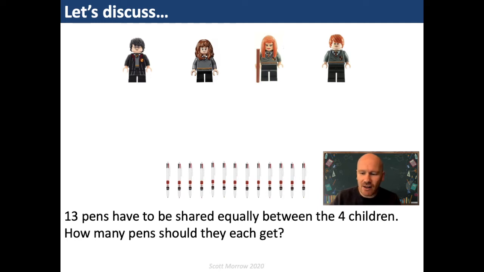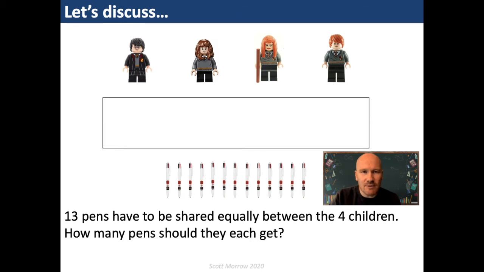Let's analyse it. So here, we've got our whole amount. I've drawn the bar to represent that. I'm splitting it into 4 parts again because they're to be shared equally between the 4 children. So let's start sharing those out just like we did with the cookies.